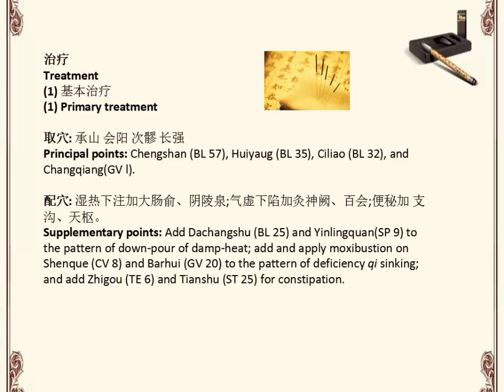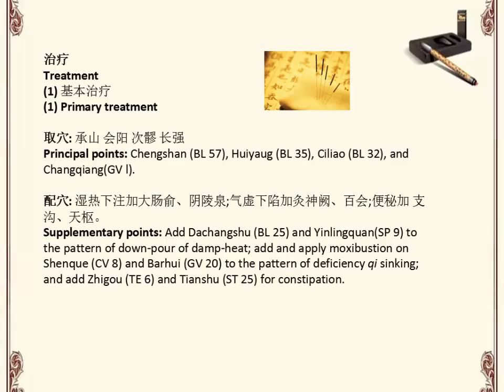Major points. Well, Bladder 57, right? Bladder 35, right? We can use Du 1. Oh yeah, they have Du 1. Bladder 35 is right next to Du 1. Bladder 32, we can also use 31, 33, and 34, which they don't list. All of these can be useful in treating. Major points, I would say, would be 35 and or Du 1. We usually don't need to use both of those.